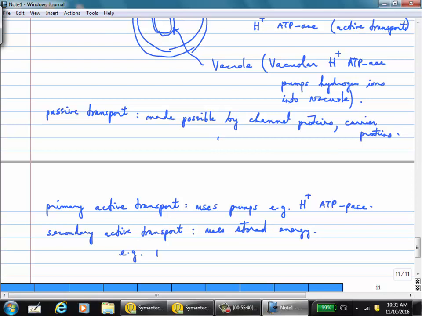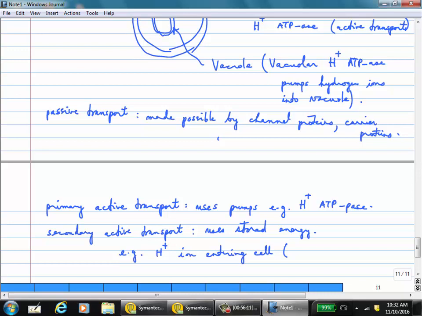Example, hydrogen ion entering the cell. So you pump the hydrogen ions outside, okay? So the hydrogen ion can now enter the cell, right? Because of the gradient, the proton gradient that has been established across the membrane. But in the process, it can carry something else along with it, either inward or outward, right?